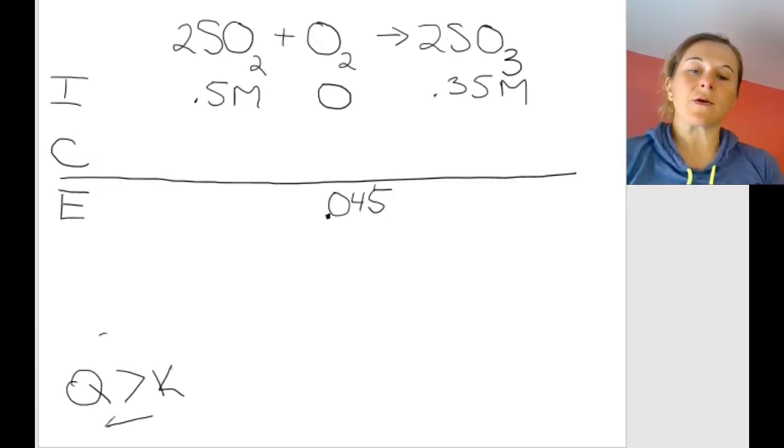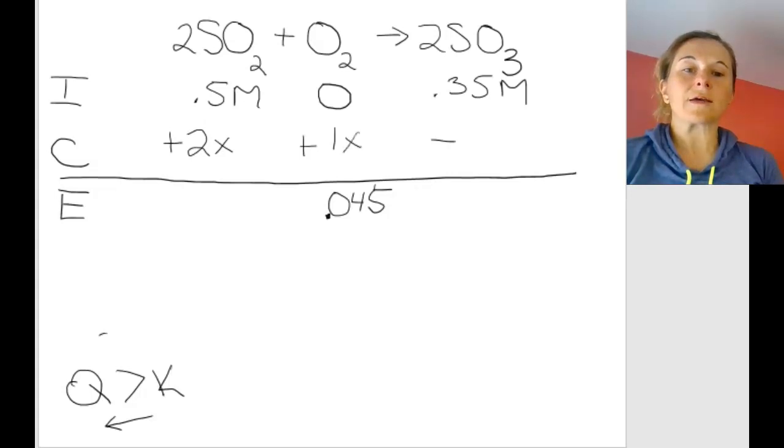Because we're going to be going back toward reactants. All right, shifting left. That means we are going to be adding to our reactants and subtracting from our products. It's still the same 2x, 1x, 2x, because that's our ratio, 2 to 1 to 2. And so let's make our formulas down here.